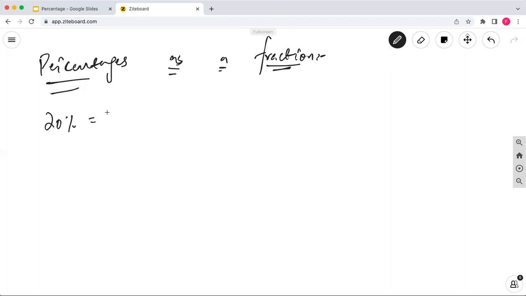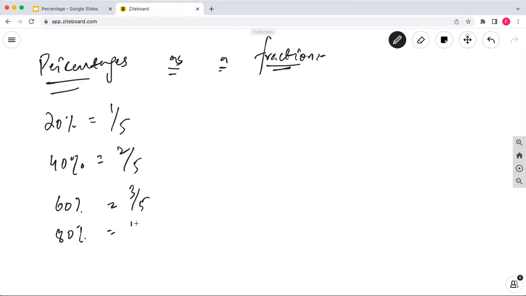1 by 5. 1 by 5, right? And what is 40%? What is 60%? What is 80%? Be quick. 2 by 5, 3 by 5, and 4 by 5. Okay, so what is 25%?